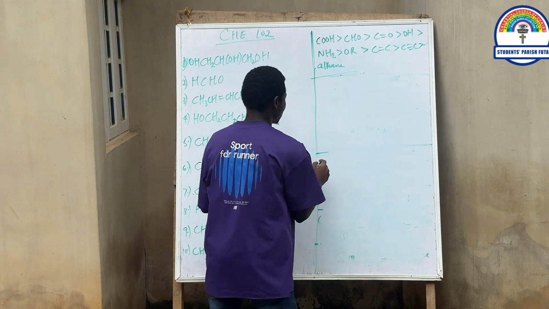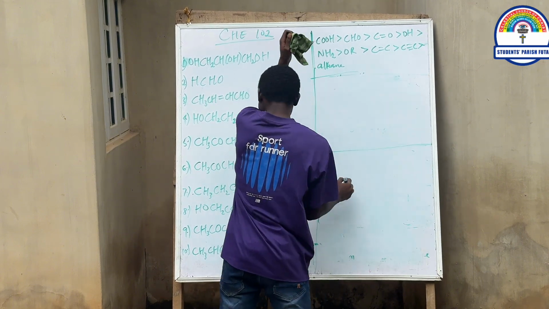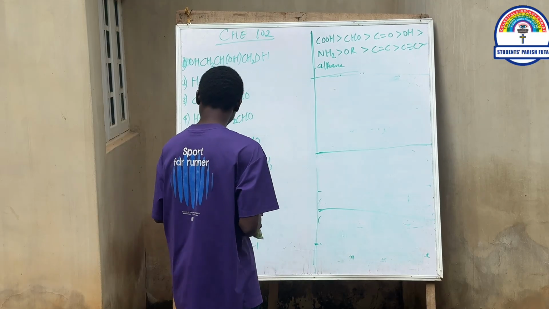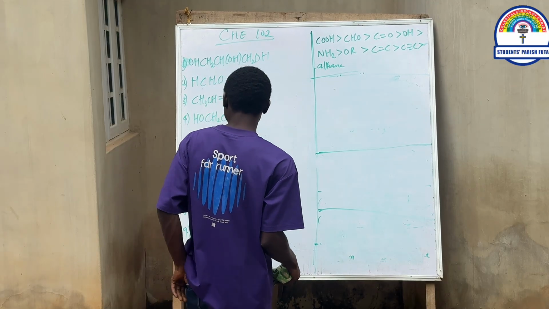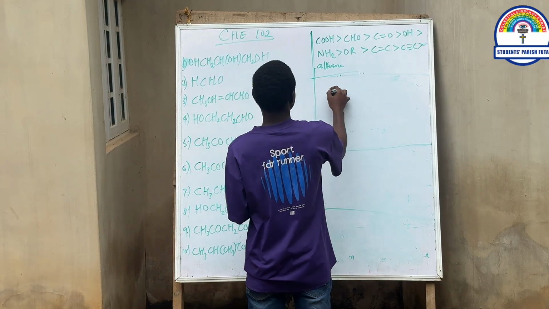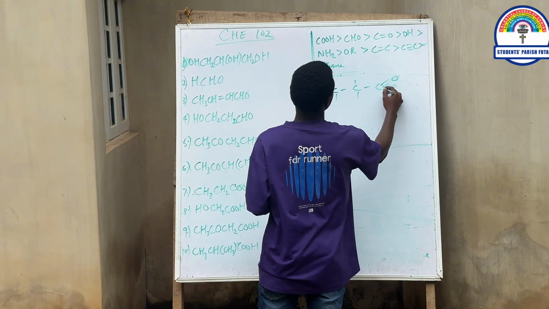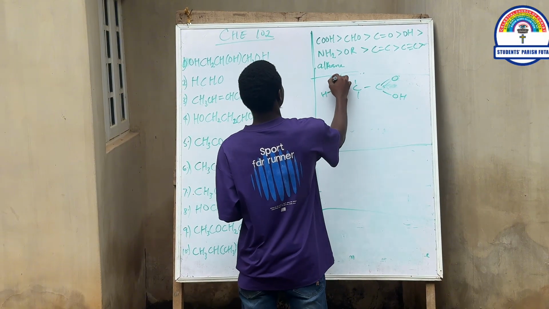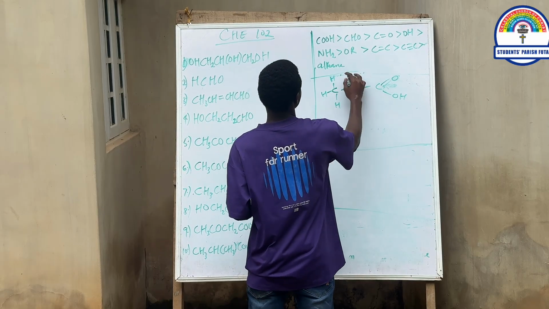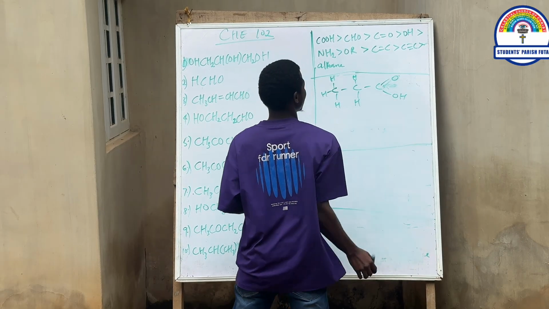That is ethers. Now let's go for question number 7. So this is C. So how do you draw this? See this. When you have COOH, this is the drawing for COOH. So how do you name this?